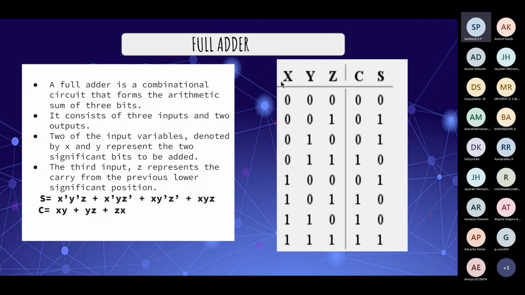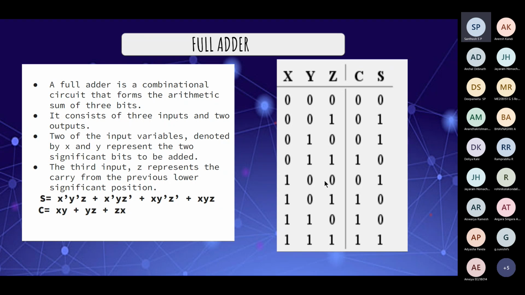So when all of X, Y, and Z are 0, 0 plus 0 plus 0 equals 0. It hasn't yet overflowed, so the carry is also 0 and the sum is 0. When X equals 0, Y equals 0, and Z equals 1, 0 plus 0 plus 1 equals 1. The sum hasn't yet overflowed, so the carry still stays 0. Then X equals 0, Y equals 1, and Z equals 0. It's the same case as before. The sum is 1, and it hasn't yet overflowed into the next place, so the carry is still 0.